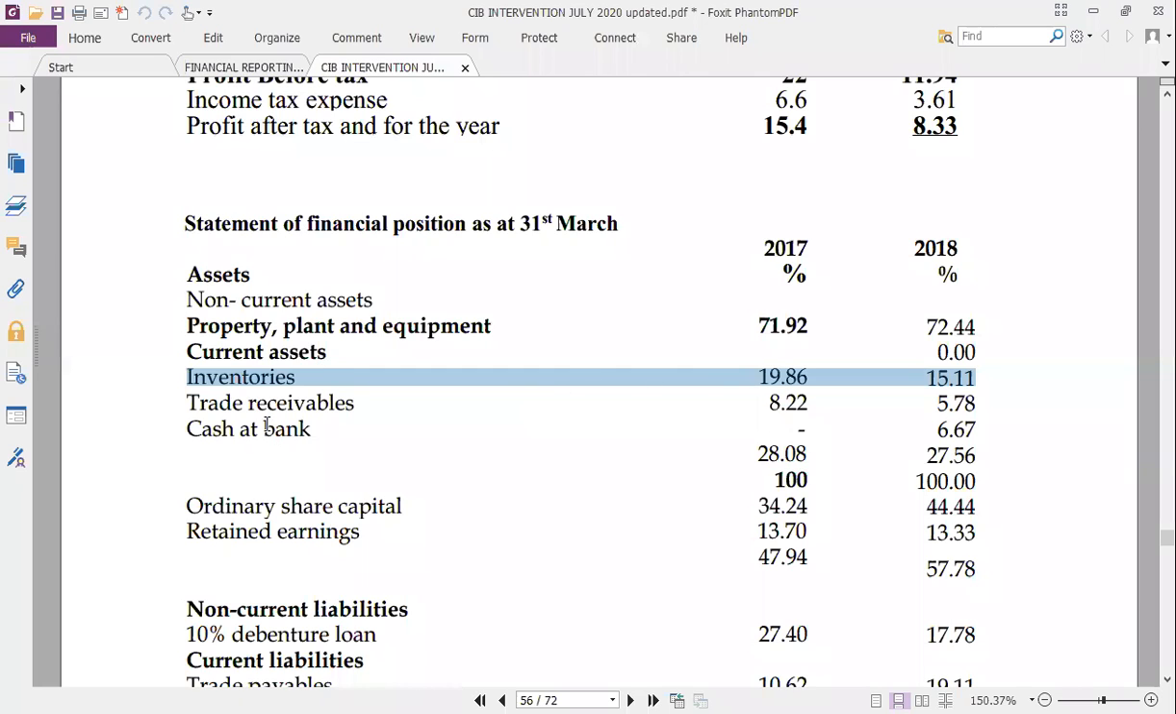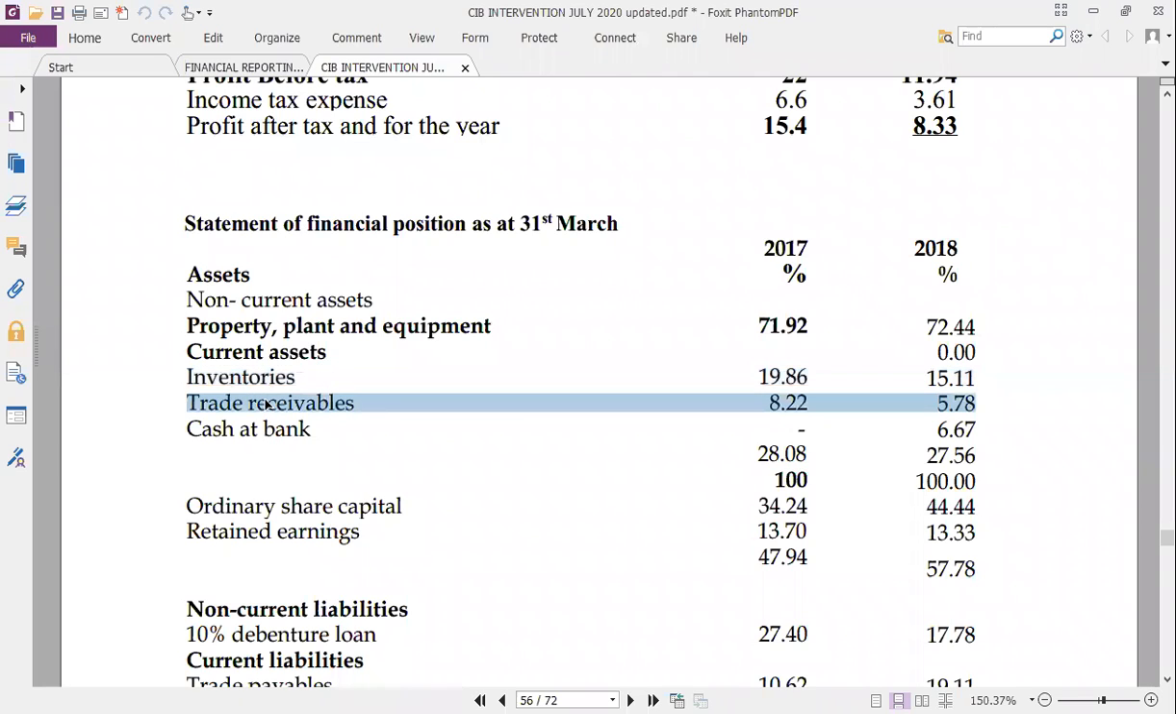Now let's go to receivable. Receivable to total assets moves in line with the inventory, with a decrease over the period, and also contributing to inflow of cash. Inflow of cash. Good.